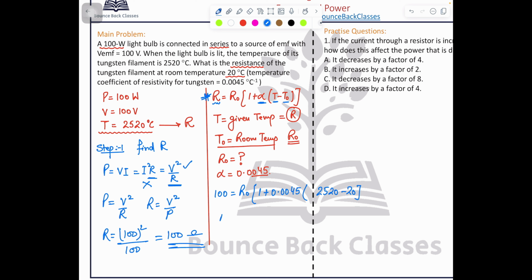So you need to find the value of R naught. Just place in your calculator 100 divided by 1 plus 0.0045 times 2520 minus 20, so 2500. Solve this. What is the value of R naught? Yes, guys, put in the calculator. Fast. Okay, the answer is 82 ohm. Clear? So this is the answer.